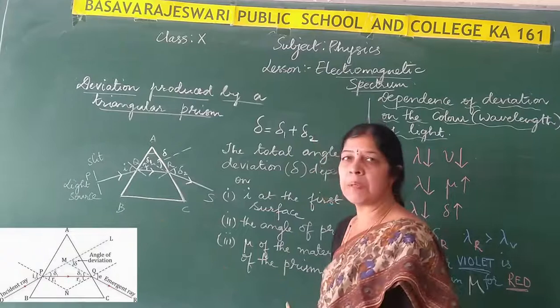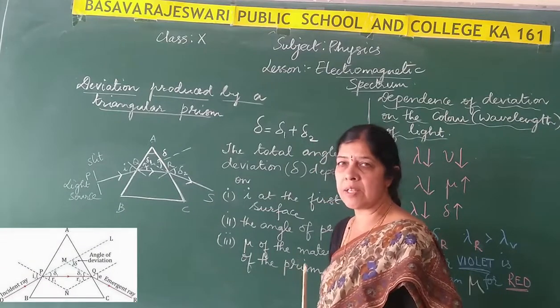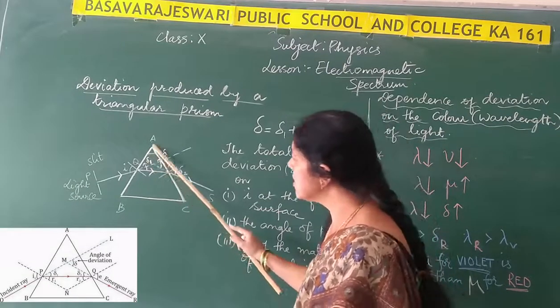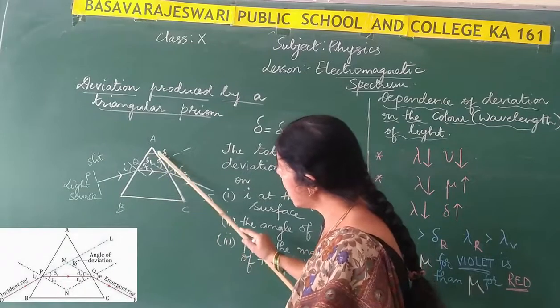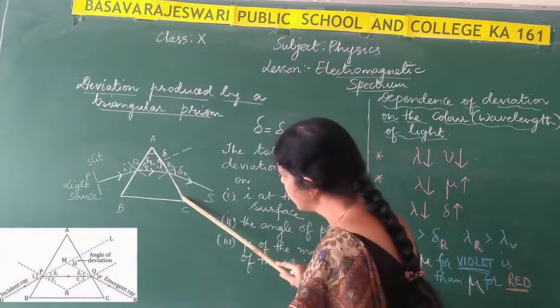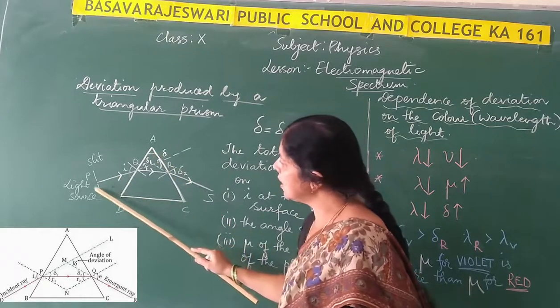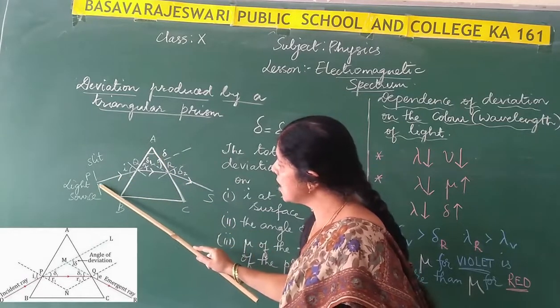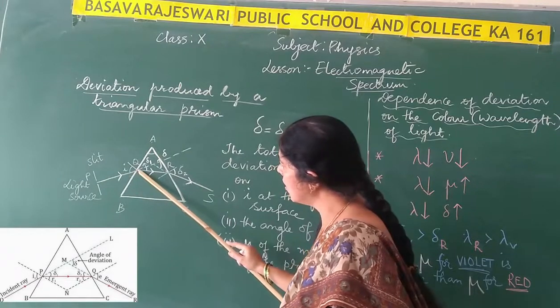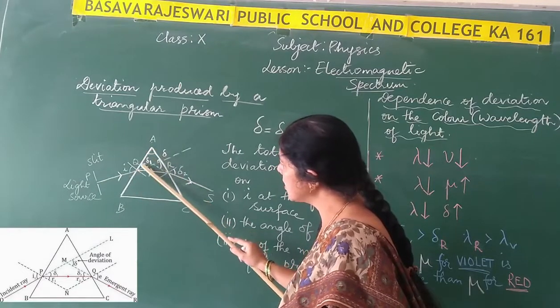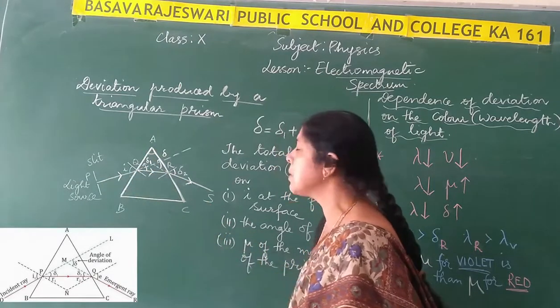We know that the prism has two refracting surfaces, is it not? So this is the first refracting surface and this is the second refracting surface, and this will be the angle of prism. Now I have taken a light ray from the light source, and this light ray is incident on one refracting surface of the prism.